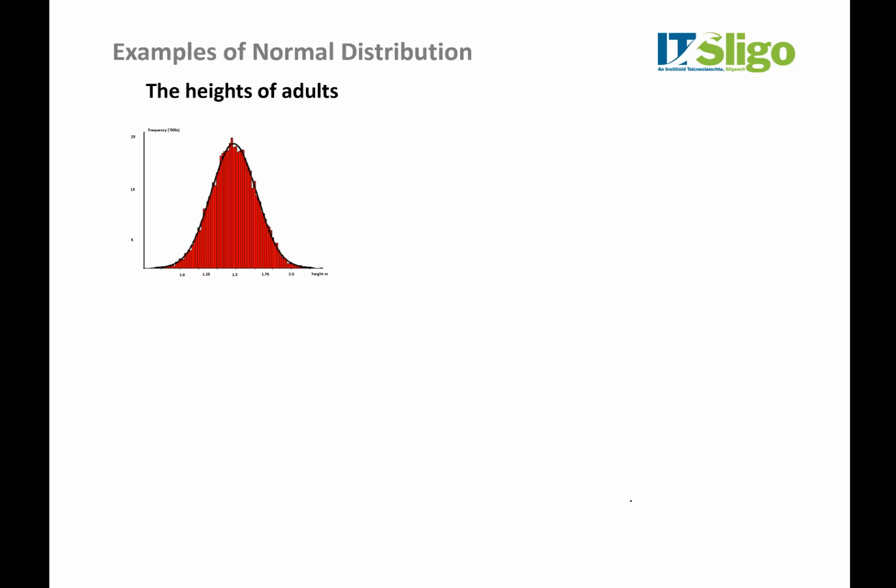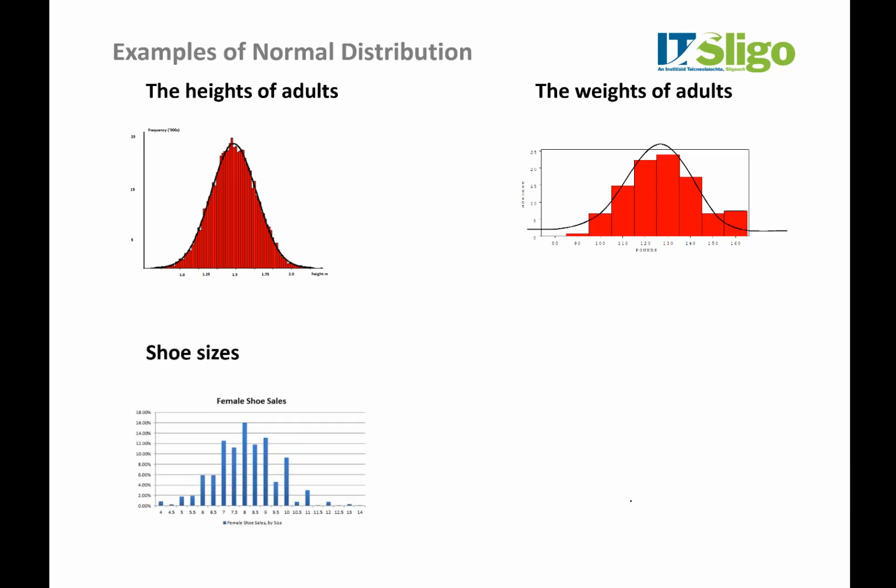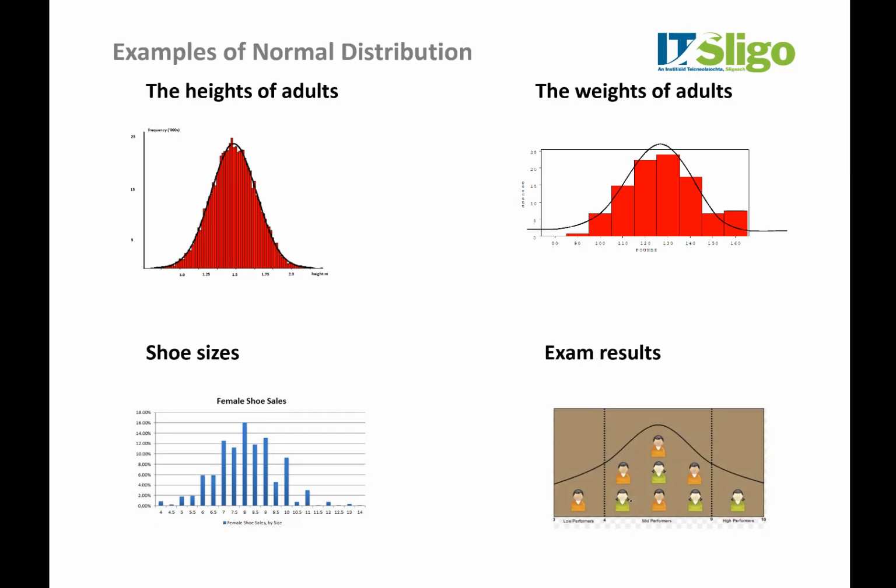So just a few examples of where this occurs. We've seen the heights of adults forms this normal distribution curve. The weights of adults also produces that kind of curve. Shoe sizes, both male and female. Exam results. The Leaving Cert is fitted to this bell-shaped curve. You often hear the minister come out at the time of exam results and talk about how everything is great, and it's great because you've fitted it to one of these curves.